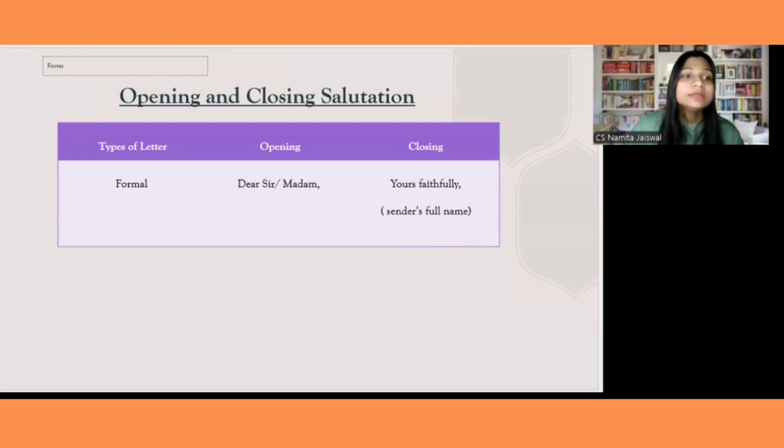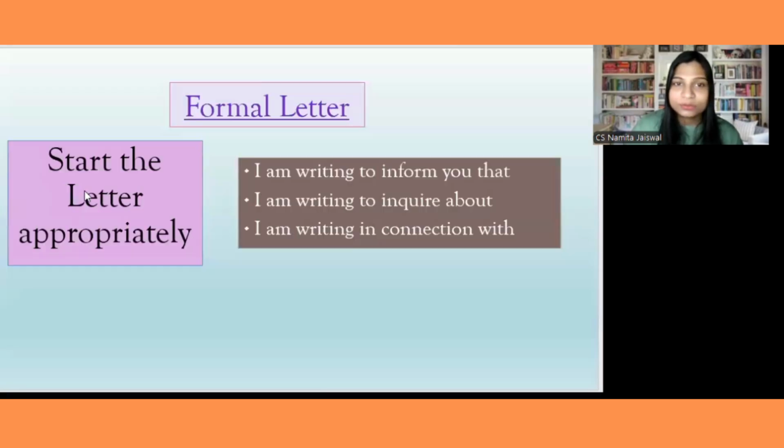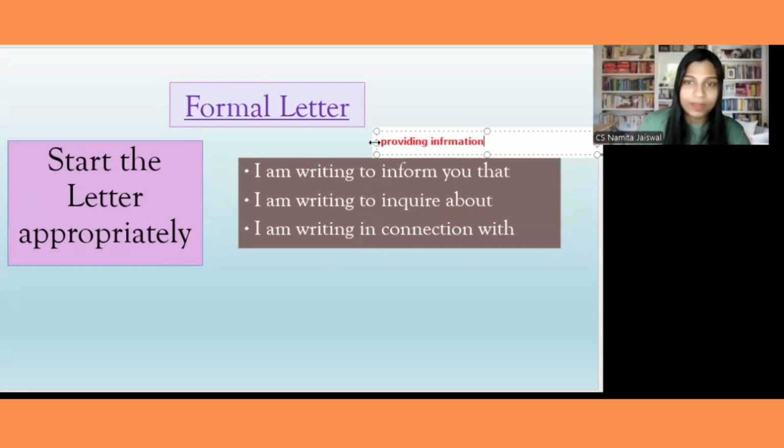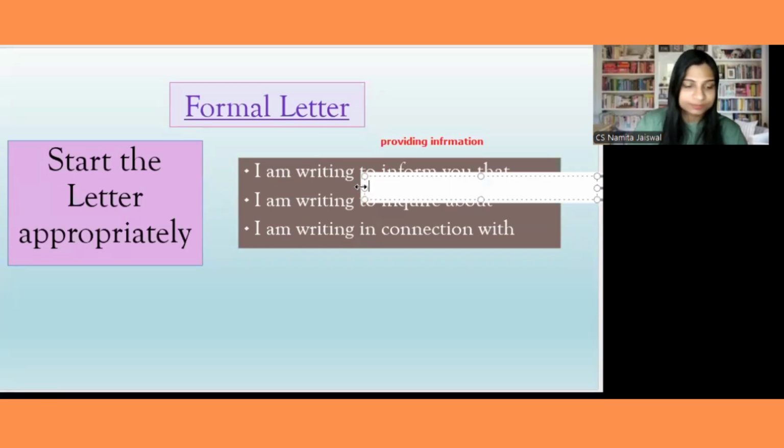Next here is the format. Okay, so start the letter appropriately. There are opening phrases that you can use to begin your letter appropriately. You can say, I am writing to inform you that. So this is used when providing information, right? So if you're providing any information, you can use this. Now, I am writing to inquire about. This is used when you are asking for information.